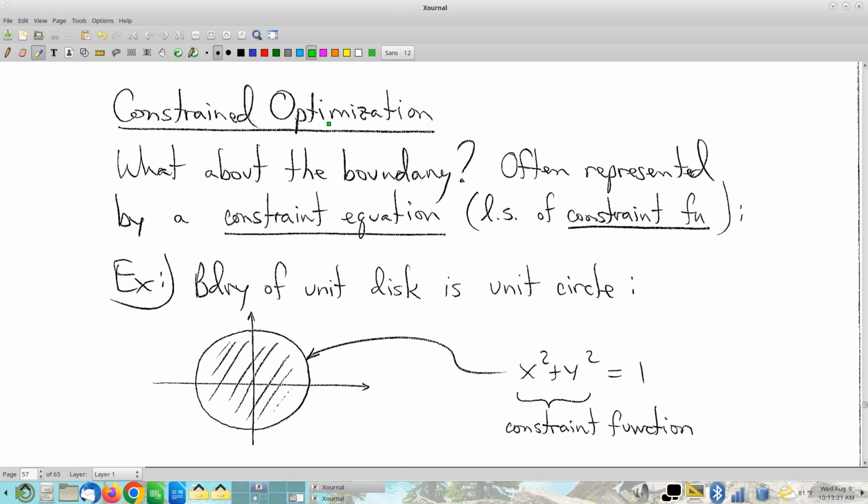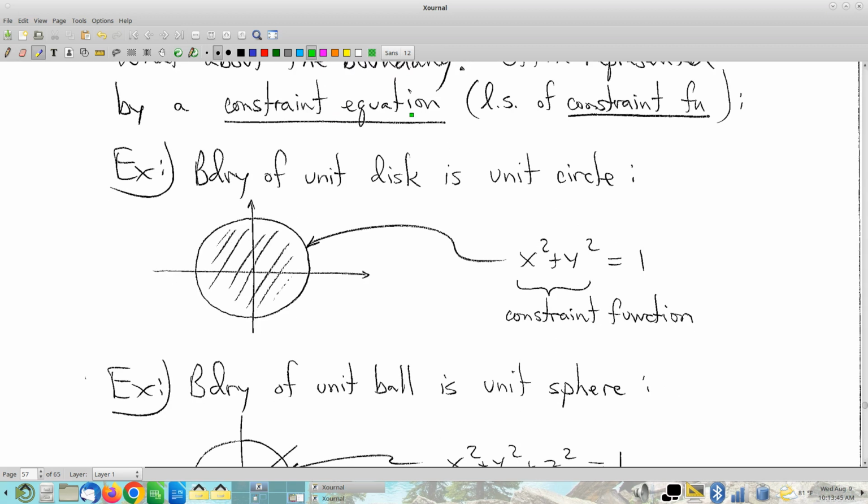Everything we've talked about so far has been in the interior. Reminder, every set has an interior and a boundary, right? And we're going to have different rules for the interior and different rules for the boundary. We are now going to move to the boundary. For reasons I'll explain in a moment, we call this constrained optimization. How would we represent a boundary? Well, very often it's with an equation.